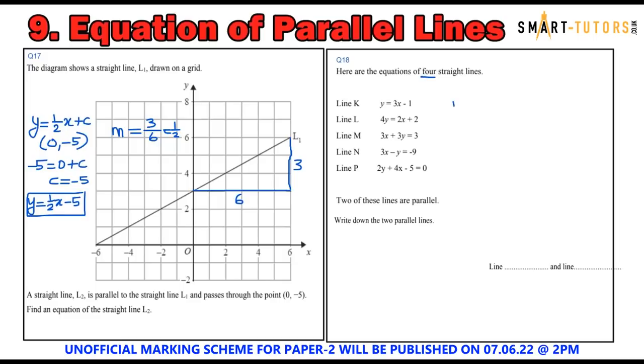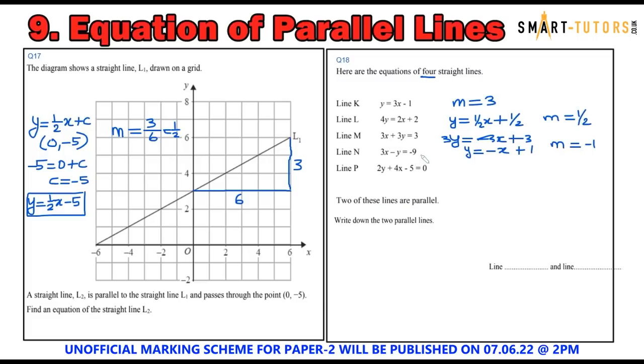So first equation, the gradient is 3. Second equation, you need to divide by 4. So y equals 2 over 4, which is half, x plus 2 over 4, which is half. So the gradient is half. Next, 3x plus 3y equals 3. So 3y equals minus 3x plus 3. If you divide by 3, y equals minus x plus 1. So the gradient equals minus 1.